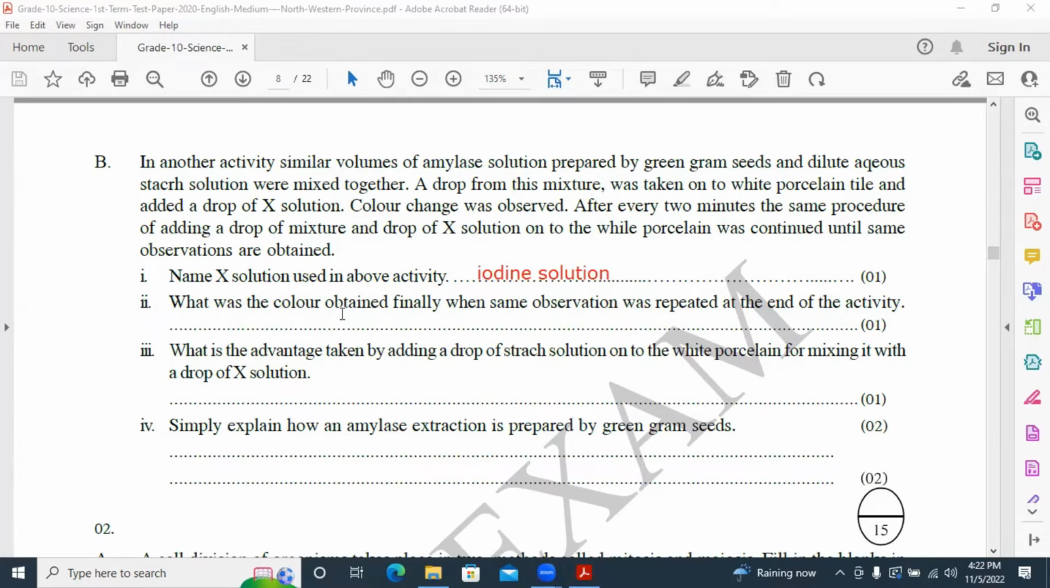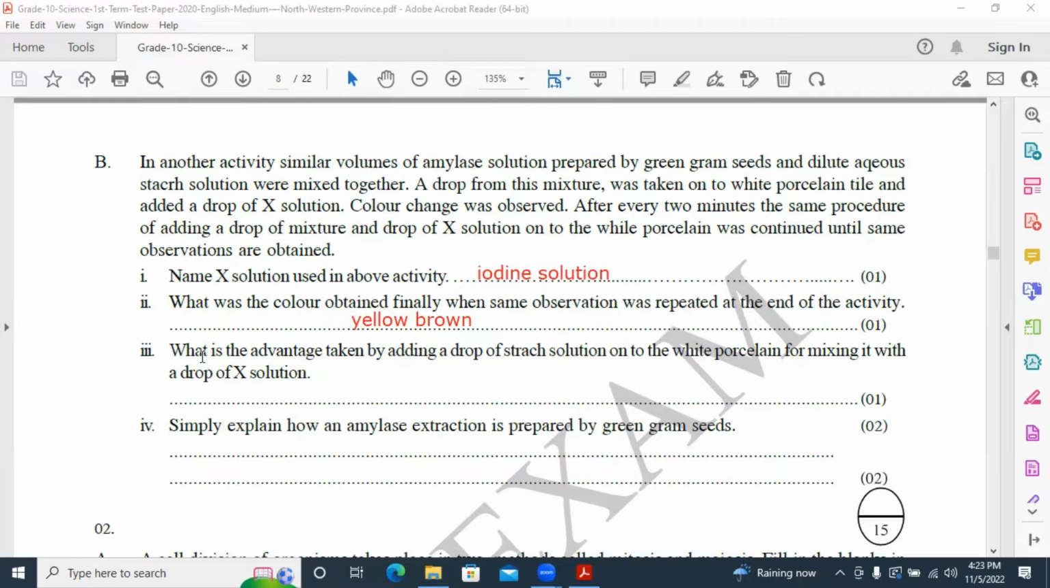What was the color obtained finally when the same observation was repeated at the end of the activity? You can see yellow-brown. That means iodine is not showing any color change finally, because all the starch has been converted to maltose by this amylase enzyme. So iodine is not showing any color with maltose. With starch, iodine converts to a blue-purple color.